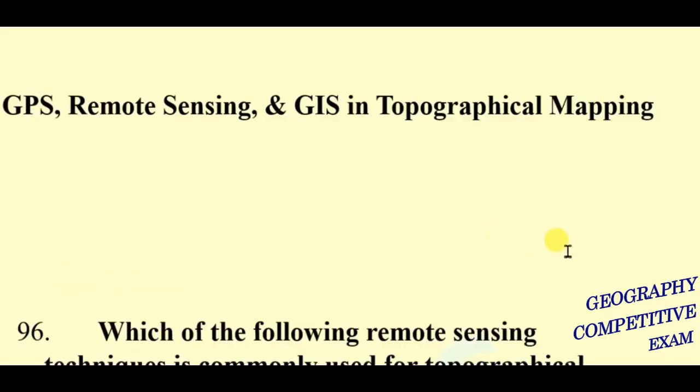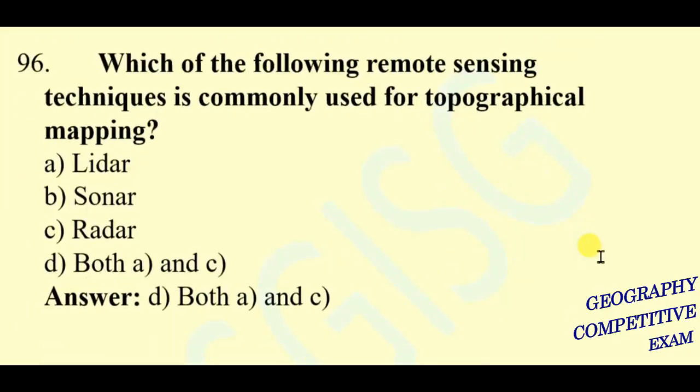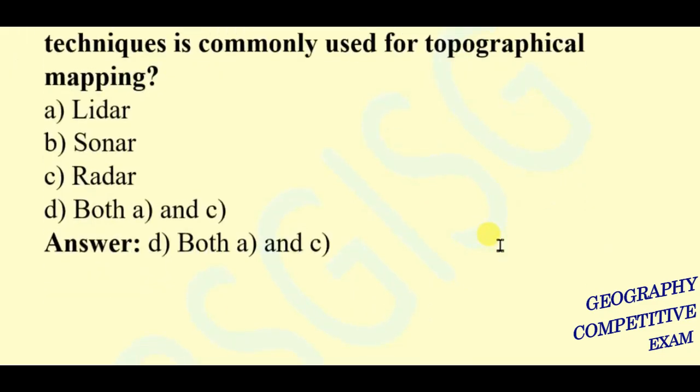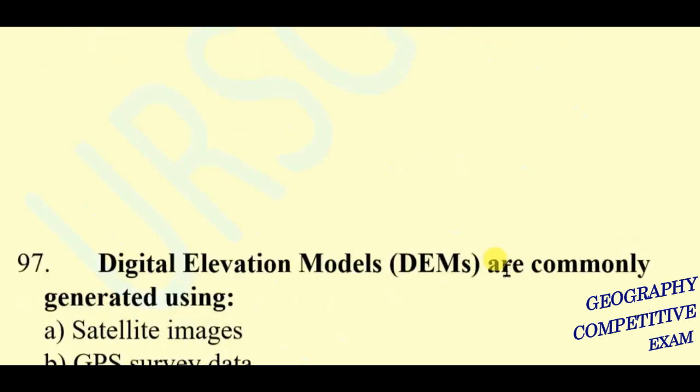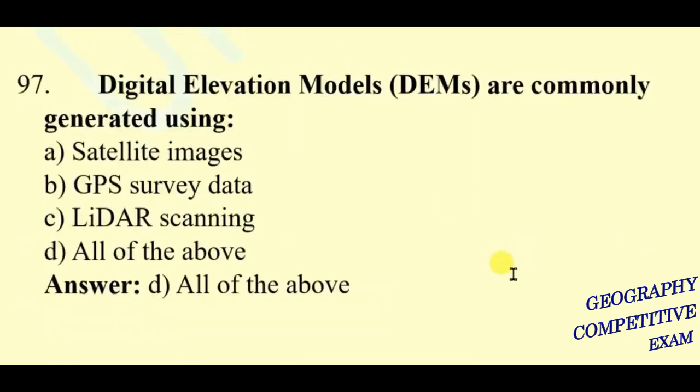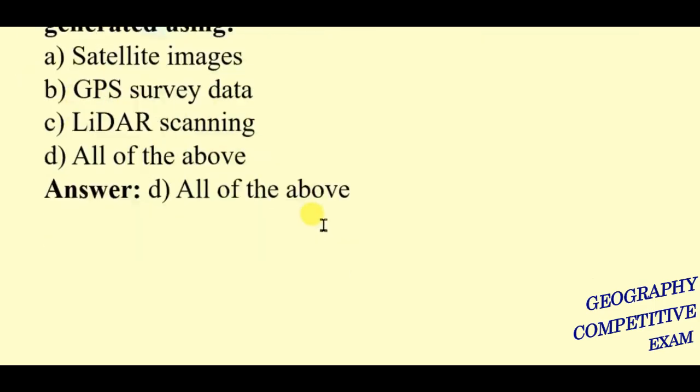GPS, remote sensing and GIS in topographical mapping. Question 96. Which of the following remote sensing techniques is commonly used for topographical mapping? LiDAR, sonar, radar, both A and C. Yes, both A and C means LiDAR and radar. Light detection and ranging, sound detection and ranging, radio detection and ranging. Question 97. Digital elevation models are commonly generated using satellite images, GPS survey data, LiDAR scanning, all of the above. Here the right answer will be all of the above. Satellite images, SAR satellite images, synthetic aperture radar satellite images, GPS survey also, and light detection and ranging process also.